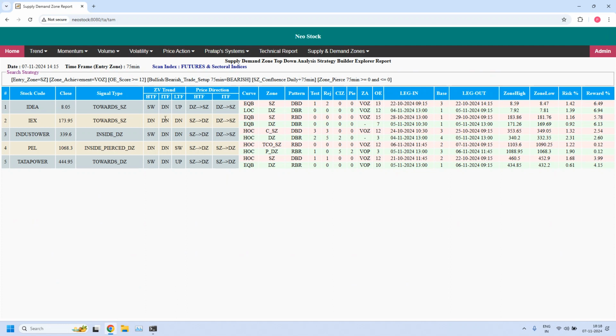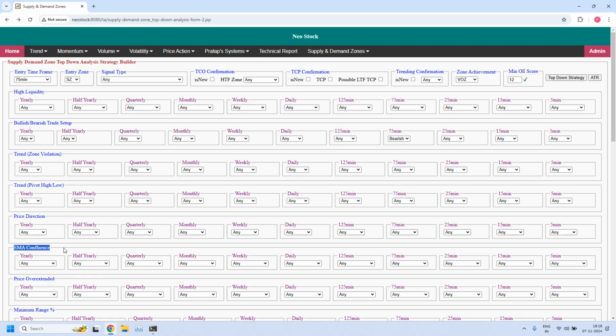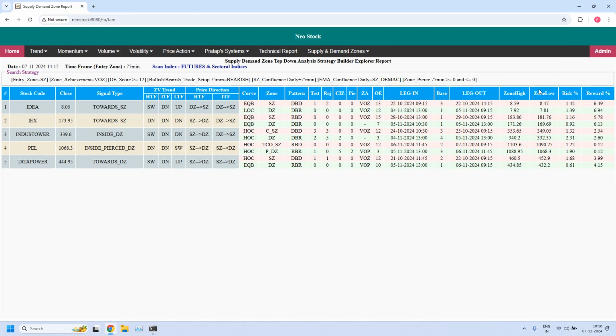And daily trend is down, and those daily supply zones are having daily EMA confluence, and those 75 minute supply zones are even more high probability setup stocks. Let's verify in the EMA confluence at daily time frame, because 75 minutes entry zone is part of the daily zone. So daily supply zone with daily EMA confluence. We got all 5 stocks.